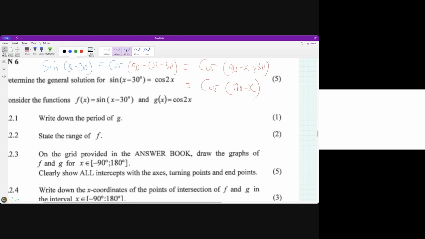But are you with me so far? Can you see how I use my 90 minus trick? Okay, why does this make life so glorious? Well, now I have cos of 120 minus x is equal to the cos of 2x. Why does that make me so happy? Well, this makes me happy because now I work in only cosines. It's not cosines and sines. So this is fantastic news.